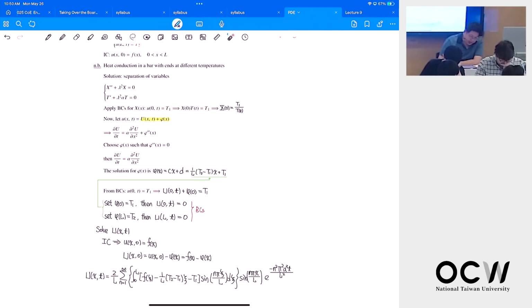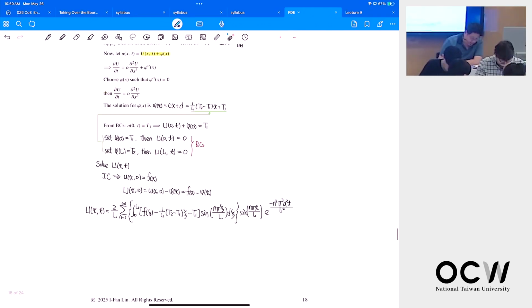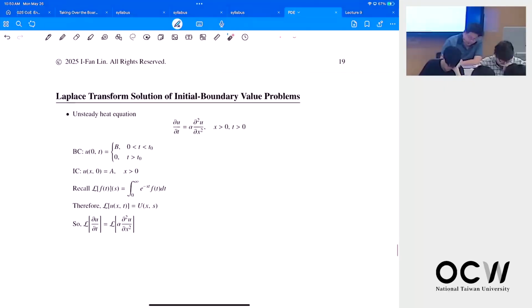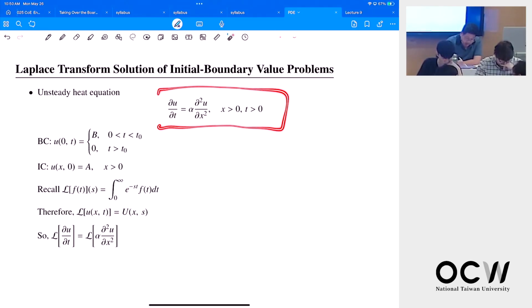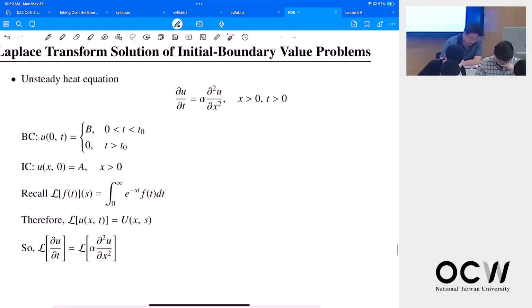So let's see. For the Laplace transform, we can use it to solve the heat equation. So, for example, this is our unsteady heat equation. We have a boundary condition. This boundary condition has a value between 0 and t naught. Otherwise, it is all 0.